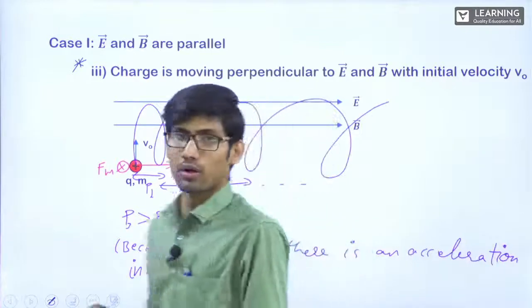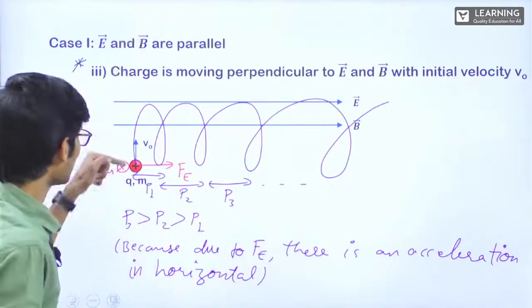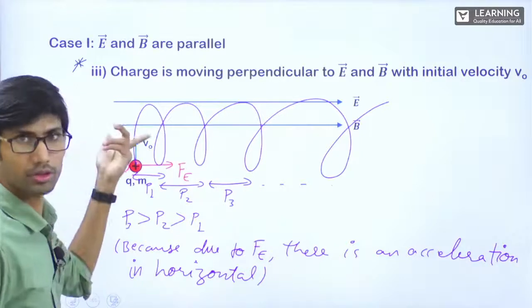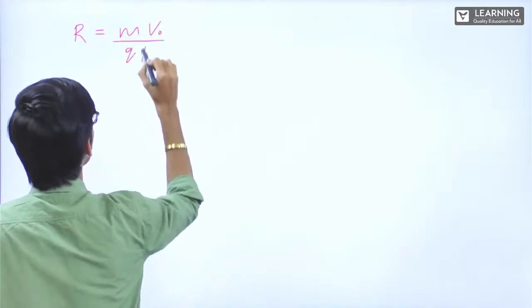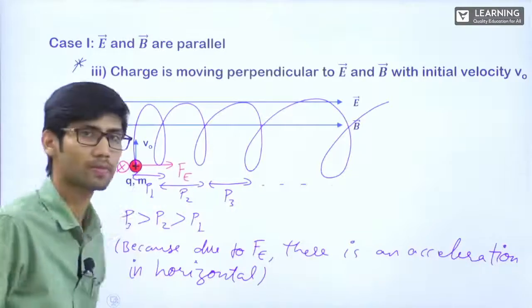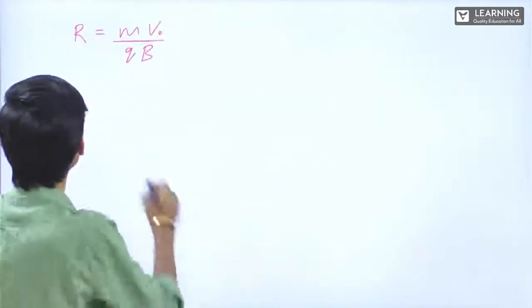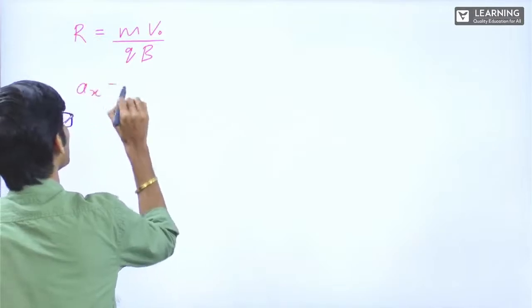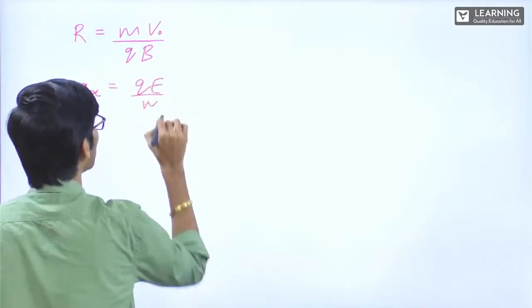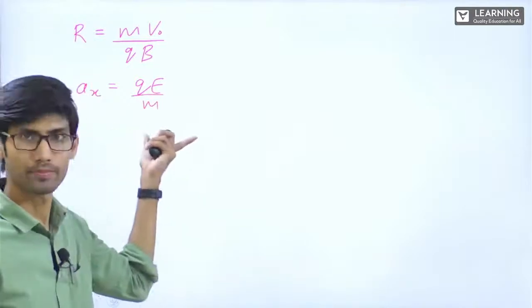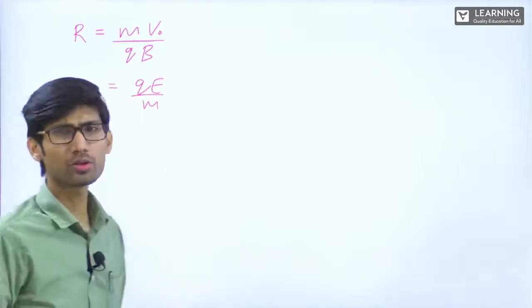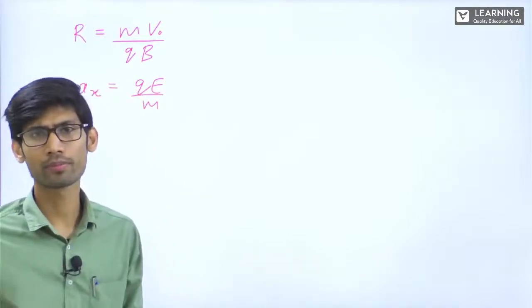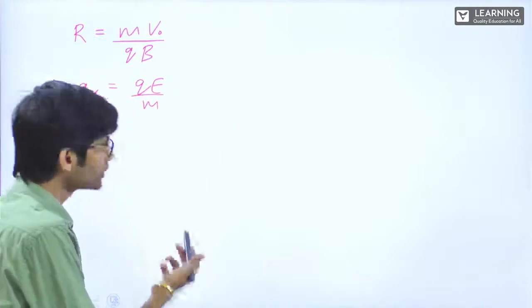Now, because of this V0, circular motion will happen. I can write the radius: m V0 upon QB, that is m V perpendicular upon QB, V perpendicular is this. Because of this Fe, ax is equal to QE by m. Motion in x happens because of this ax acceleration. So because of this ax, now you can write v is equal to u plus at, s is equal to ut plus half at square. So these two things you have to write.